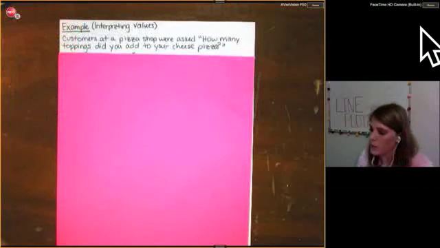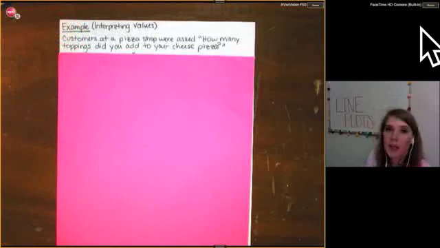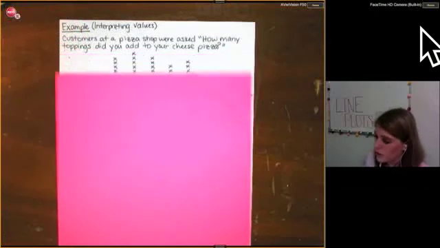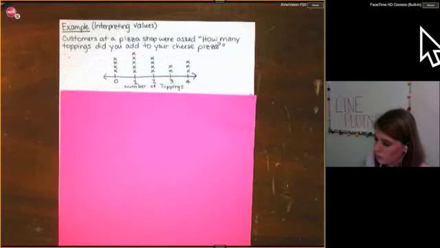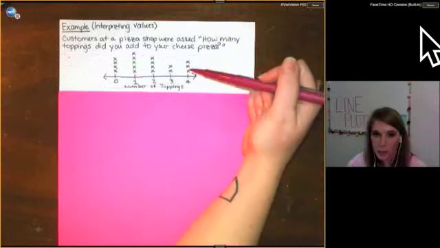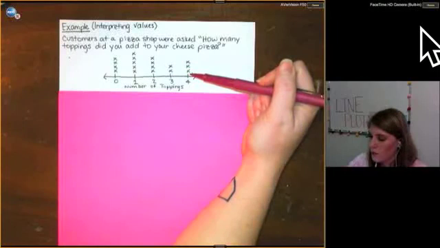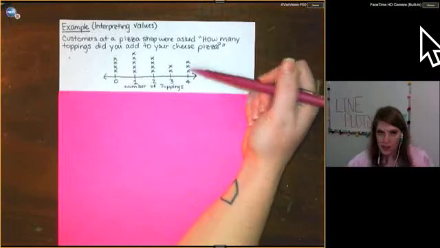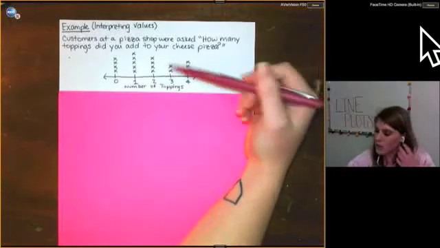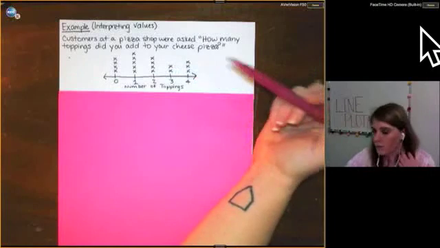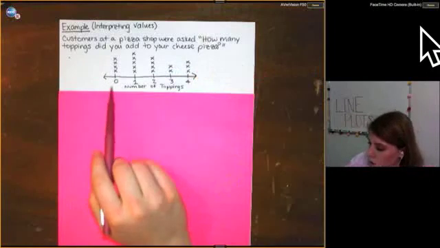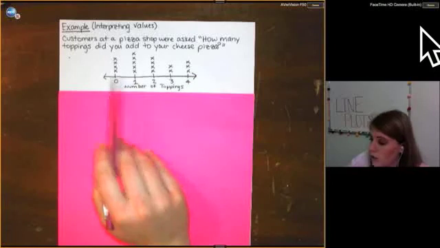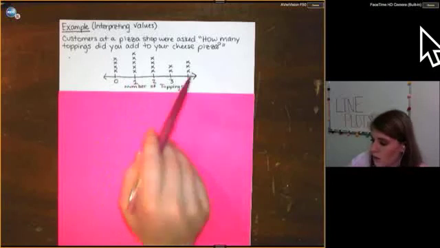So customers at a pizza shop were asked how many toppings did you add to your cheese pizza? And so I already created that dot plot for you. Technically, I guess this would be a line plot with the X's, and this is what you're also going to see as opposed to the dots. I think IXL uses the lines, but they're truly the same thing. So as you can see, the options were 0, so they just got a cheese pizza, 1 topping, 2 toppings, 3 toppings, or 4 toppings.